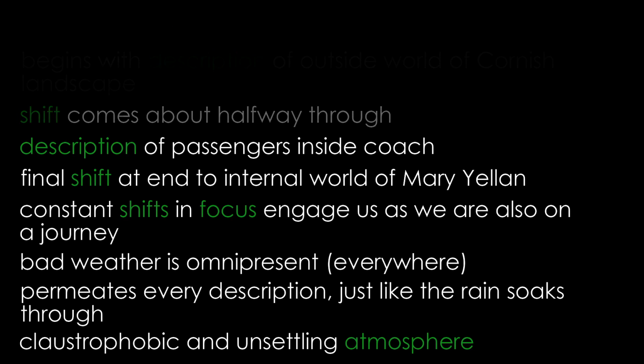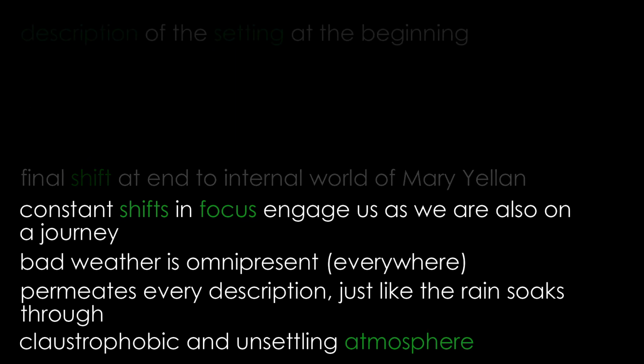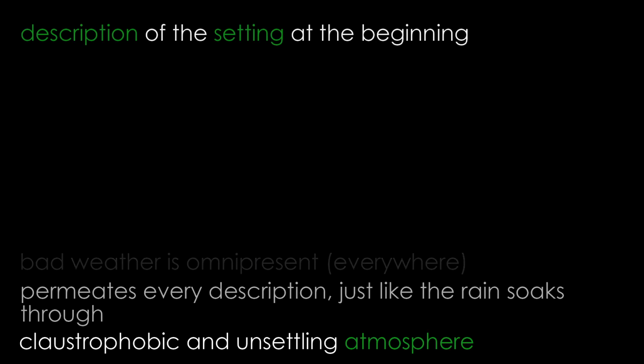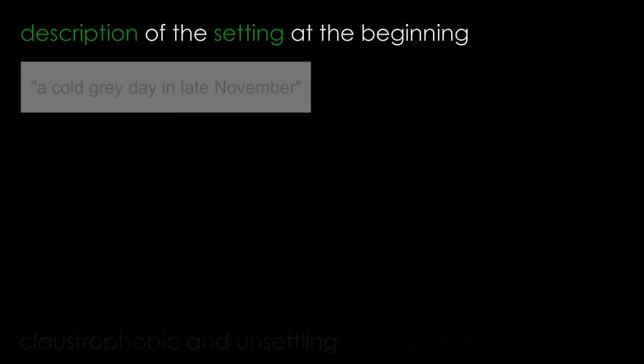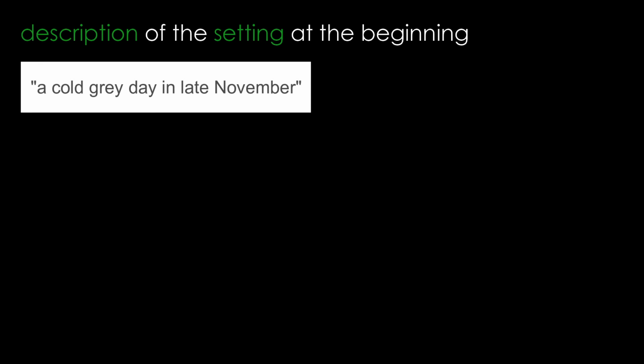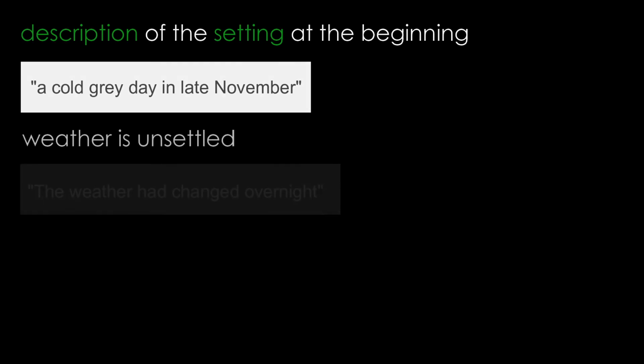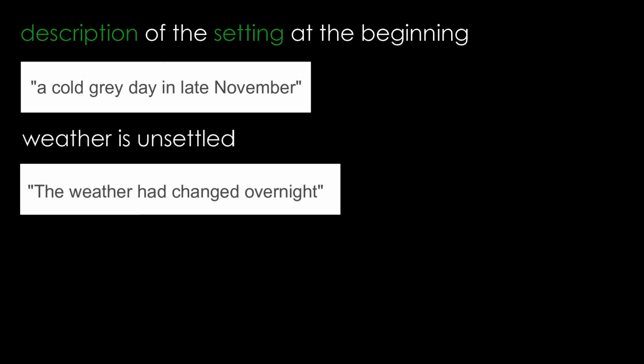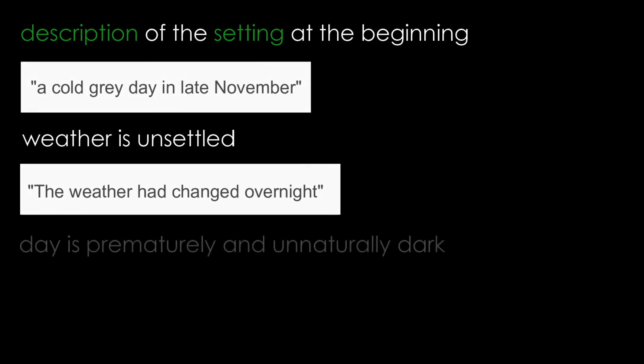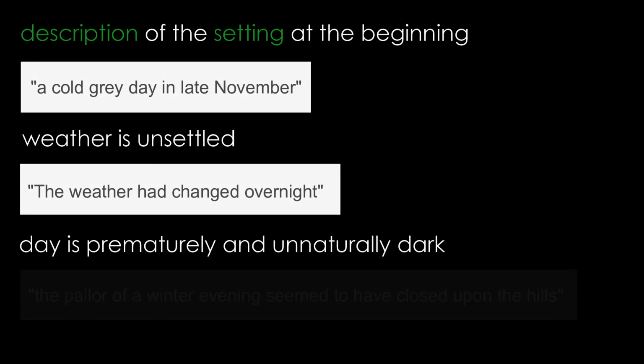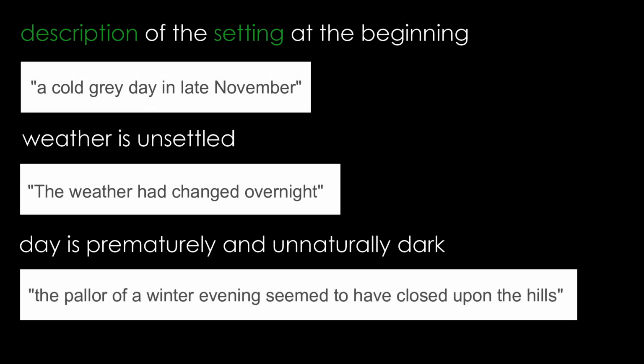Du Maurier focuses our attention at the beginning of the extract on a description of the setting. We learn that it is a cold, grey day in late November. The weather is shown to be unsettled as it had changed overnight and has made the day prematurely and unnaturally dark. It's only just after lunchtime, and yet the pallor of a winter evening seems to have closed upon the hills.